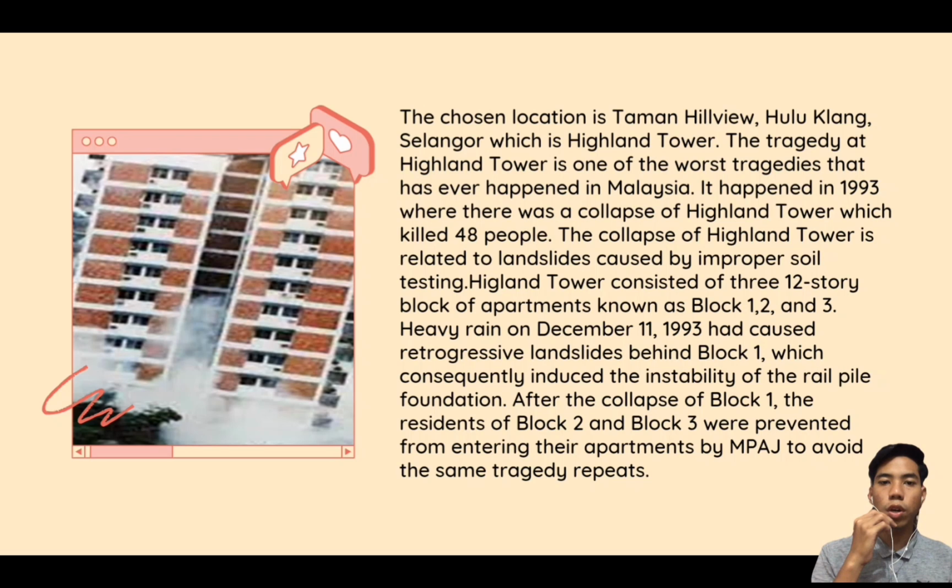Highland Tower consists of three 12-story blocks of apartments known as Block 1, Block 2, and Block 3. Heavy rain on December 11, 1993 caused a retrogressive landslide behind Block 1, which consequently induced the instability of the rail pile foundation. After the collapse of Block 1, the residents of Block 2 and Block 3 were prevented from entering their apartments by MPAJ to avoid the same tragedy happening.